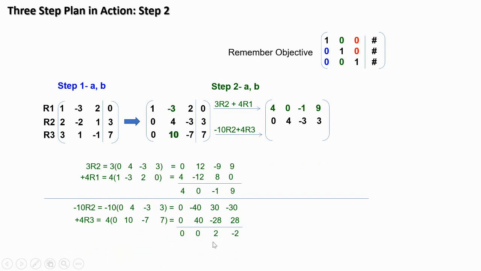Remember, guys, that I told you to simplify if possible, so here we can simplify. We're going to divide everything by 2. 0 divided by 2 is 0. 0 divided by 2 is 0. 2 divided by 2 is 1. And -2 divided by 2 is -1. So this becomes my new row 3.